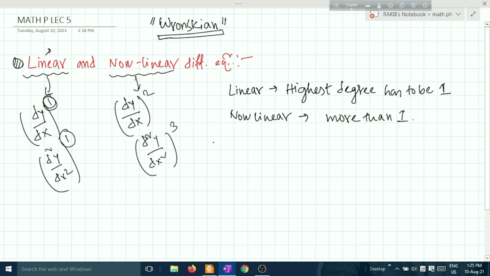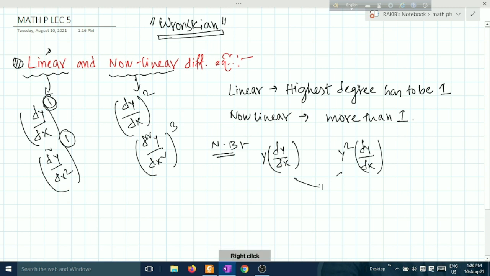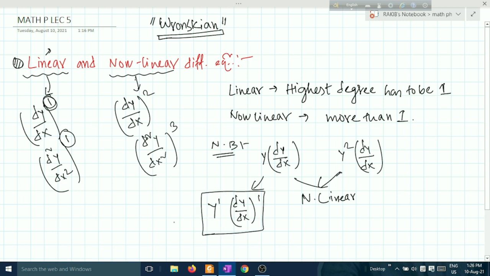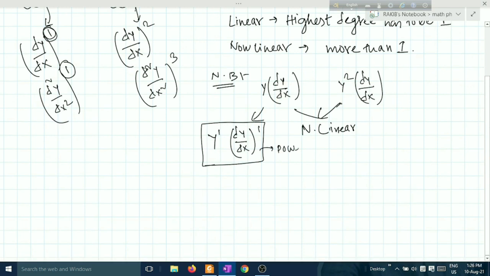A point to be noted: if you have any cross terms, like y dy by dx, or y square dy by dx, they will be treated as non-linear terms. Why is this non-linear? Because in this term y is power 1 and dy by dx is power 1, so they are in a multiplicative relation. This means their powers will be added, so the total power will be 2. This violates the linearity property, so this becomes a non-linear term.